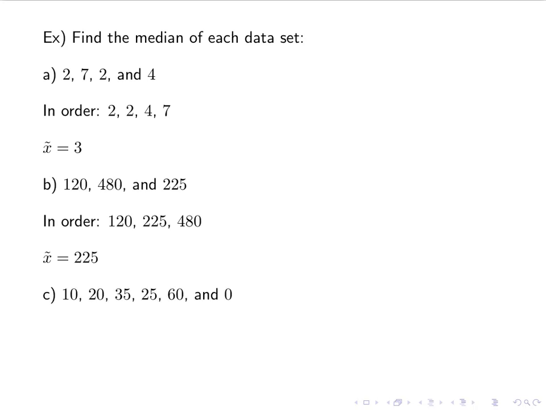And we got 10, 20, 35, 25, 60, and 0. So we're going to put them in order. And then we have 2, 4, 6 data values. So n is even, so there is no middle. So we're going to look at the middle two, which are 20 and 25. And we're going to find the midpoint of those two, which is 22.5.